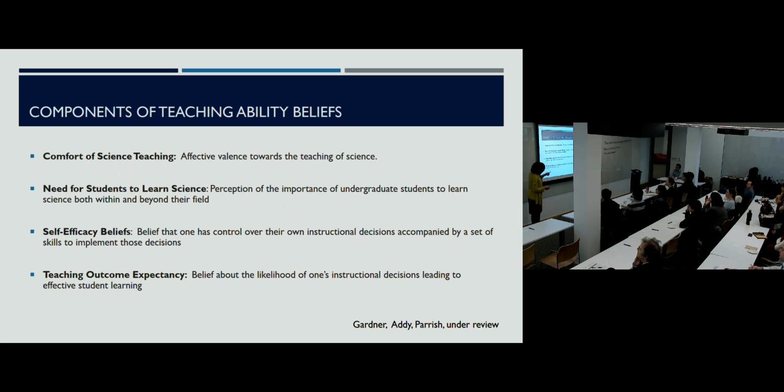So we could define all these. You can imagine comfort with science teaching: how comfortable do I feel with actually teaching the material at hand? Do I want my students to learn science? What is the perception of the GTA in this case? Do I believe I can do this, teach science in this way? And then the other one, which I find interesting, and the results are kind of interesting, is will the way I teach actually lead to effective learning? So that's the teaching outcome.